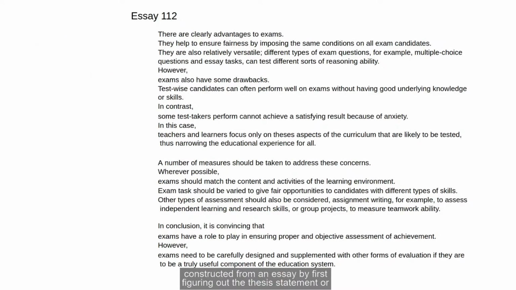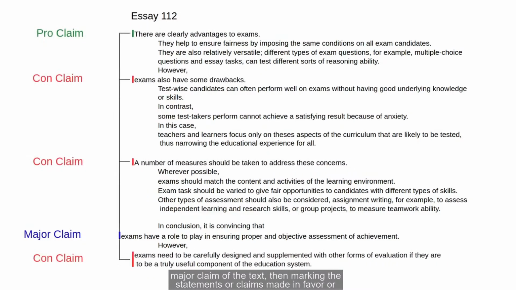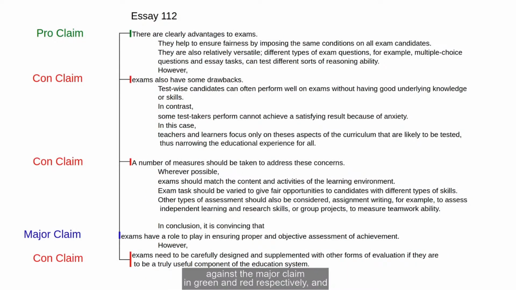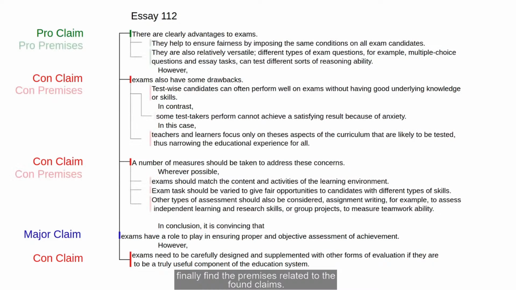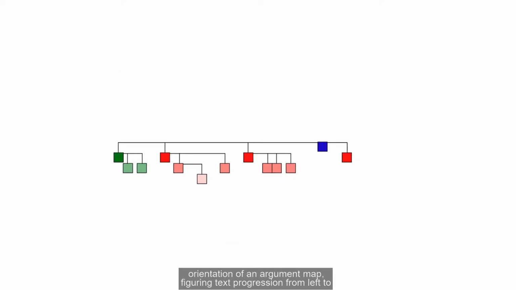The argulines are constructed from an essay by first figuring out the thesis statement or major claim of the text, then marking the statements or claims made in favor of or against the major claim in green and red respectively, and finally finding the premises related to the found claims. These marked argument units are then abstracted from the text to rectangular glyphs and transposed to match the usual orientation of an argument map, figuring text progression from left to right and the argument depth from top to bottom.